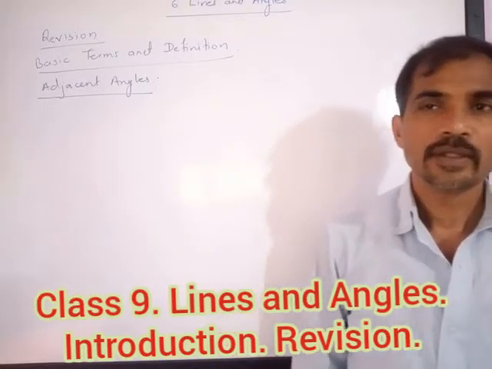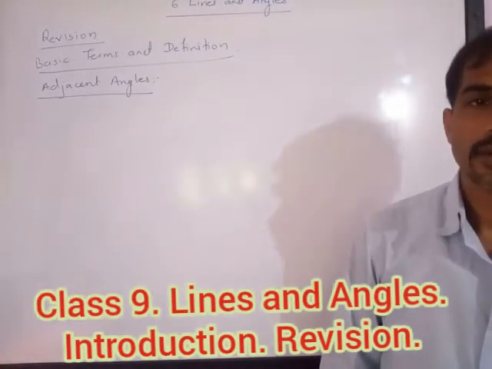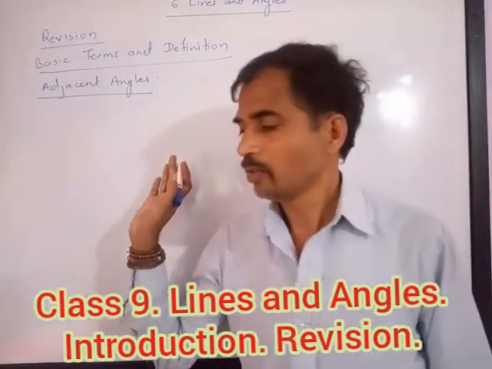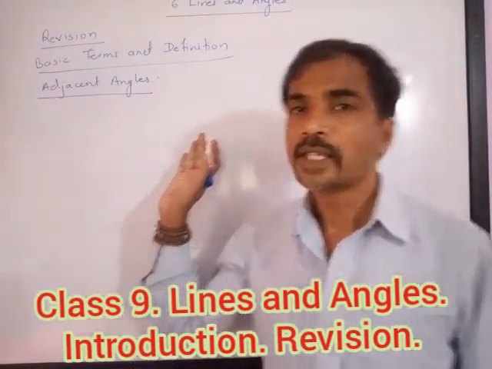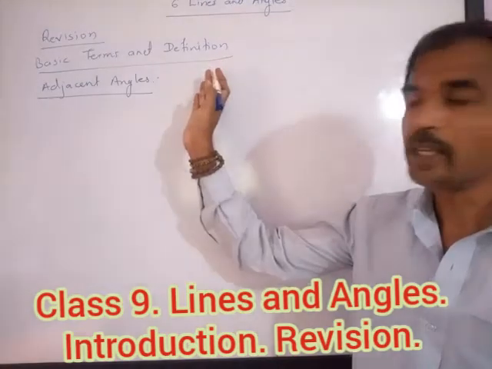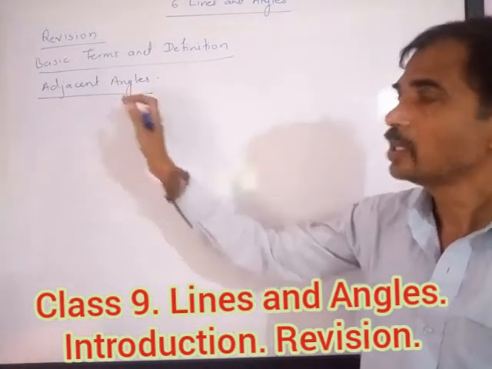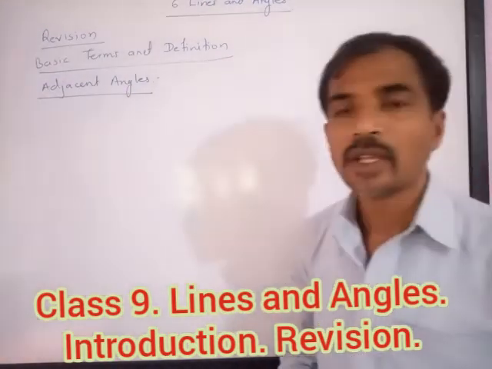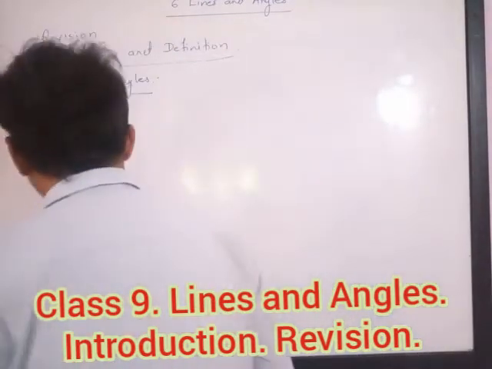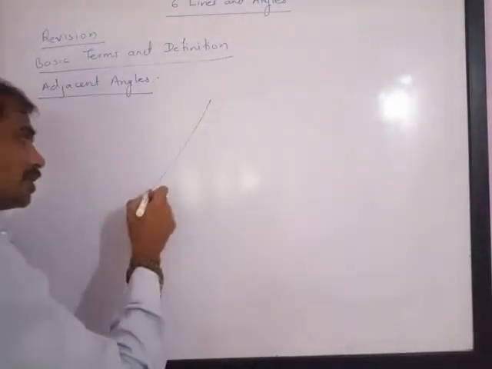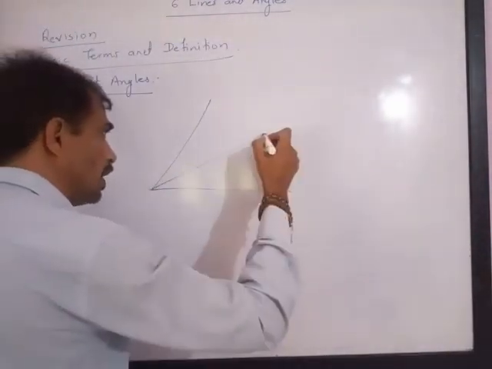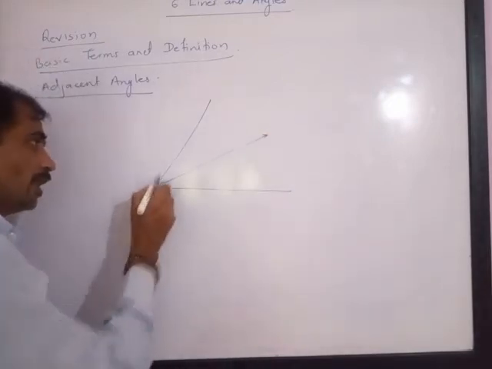Dear friends, let us continue the introduction of the lines and angles chapter, class 9. Next point is adjacent angles. What do adjacent angles mean? See, if two angles have a common vertex, this is a common vertex.